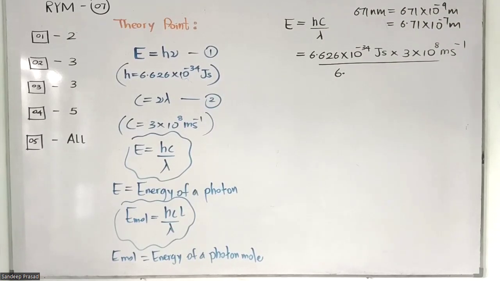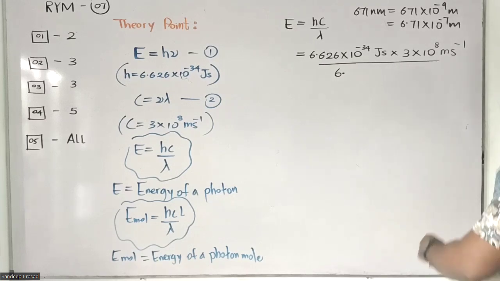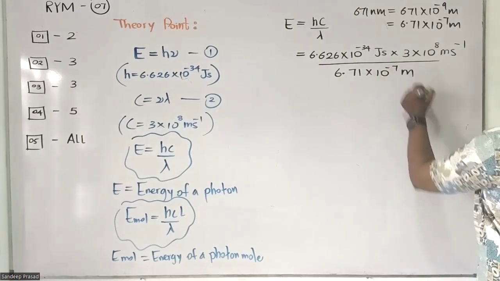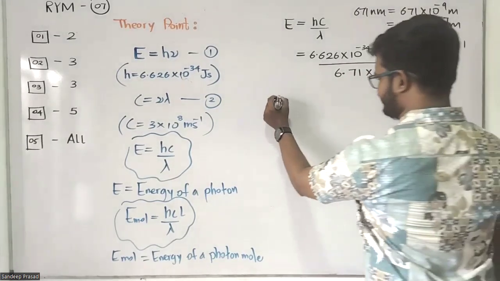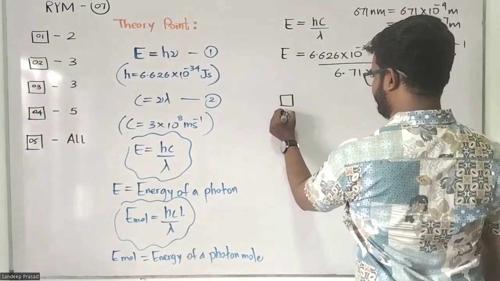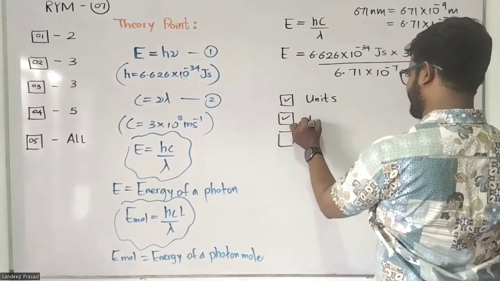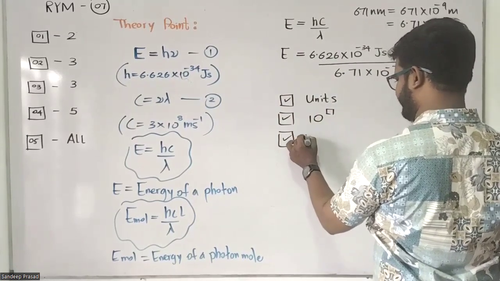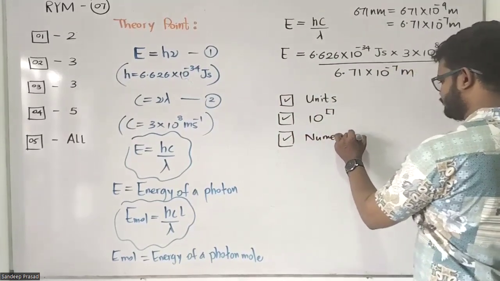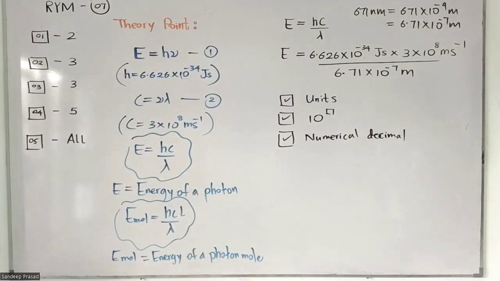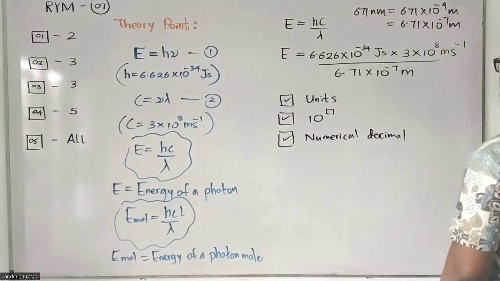We have done enough calculations in this topic in the theory class, so you have to remember how to do this kind of simple calculation. I told you that when you are dealing with this kind of calculation, always follow 3 steps. Can you remember? First of all, deal with the units. Next, the 10 to the power values. Finally, divide and simplify the numerical decimal values. Okay, this is the way you are going to simplify this kind of calculation.